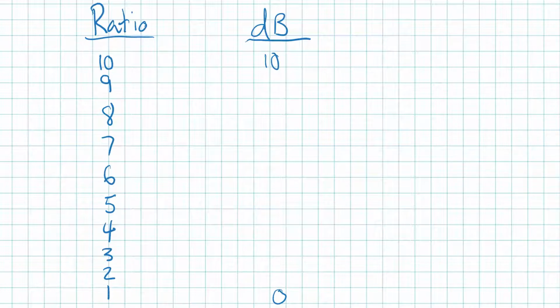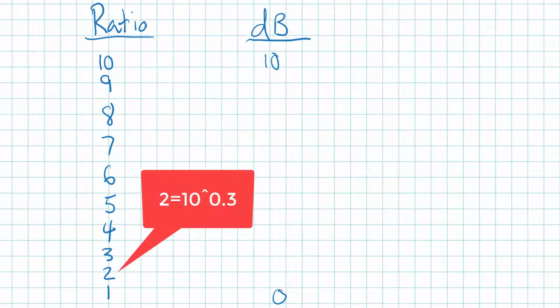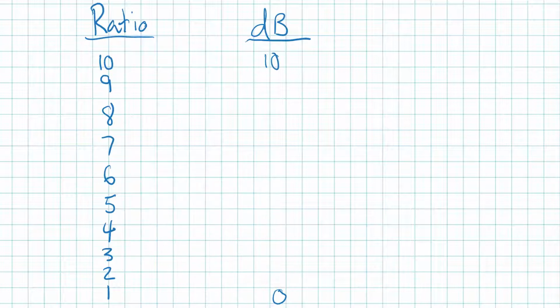Now the next one is one that you just need to memorize. 2 is actually 10 raised to the 0.3 power, approximately. These are all totally approximations, just to get you by. But like I said, 2 is approximately 10 raised to the 0.3 power, and multiply that by 10 and you get 3.